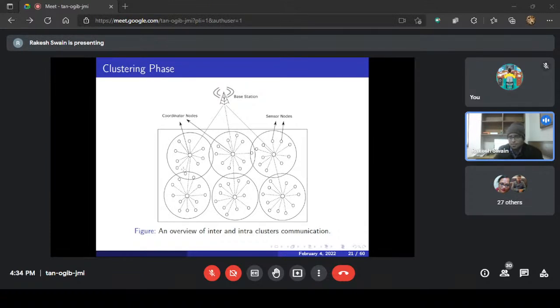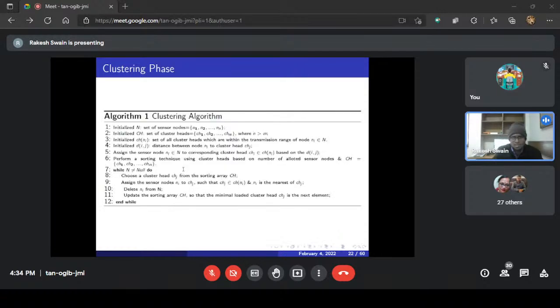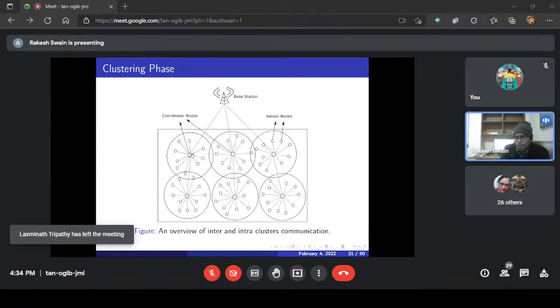With that cluster, the coordinator nodes form the clusters. After that, a load balancing clustering mechanism is used here to reduce the energy consumption. A load balancing clustering method is used to reduce the clustering energy. But basically the coordinator node, the cluster head, computes for that particular problem.